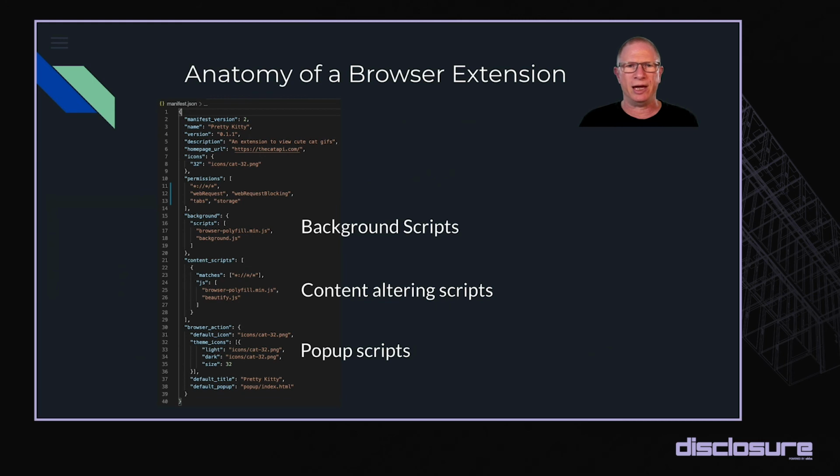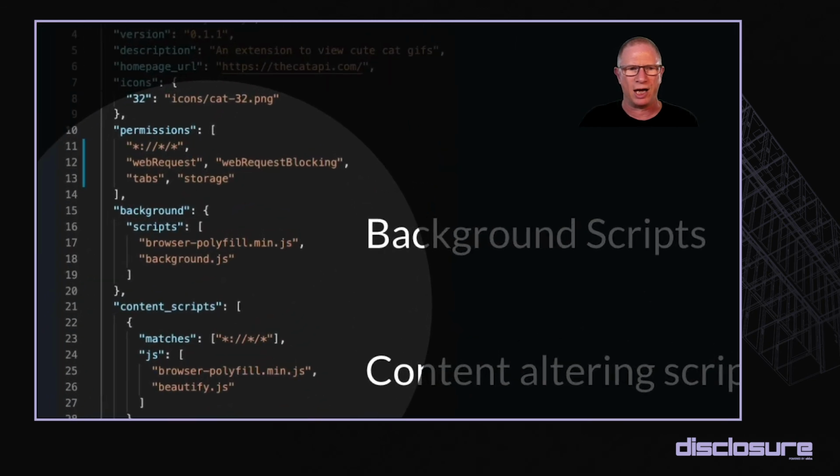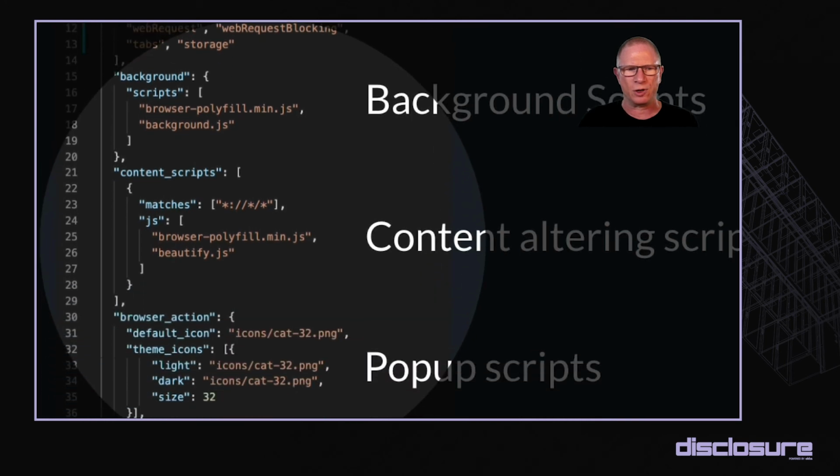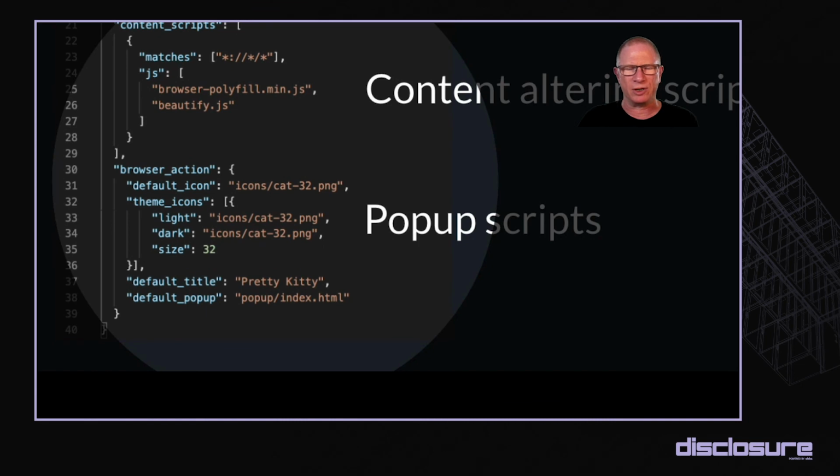Now, continuing with the anatomy of a browser extension, these are the different sections of the manifest.json file. And if this isn't super clear, if it's small on your screen, we're going to get into it in just a little while, so don't worry. But we have a section for background scripts, so that describes the JavaScript that's going to function as our background scripts. We have a section for content scripts. Those are scripts that are going to manipulate or alter content. And then we have pop-up scripts, and that's the user interface for the browser extension itself.